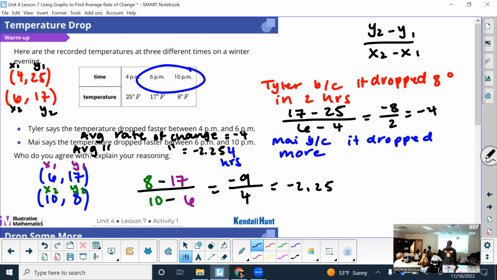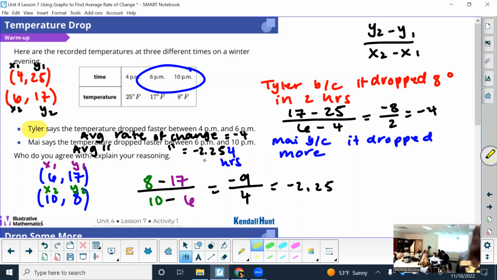So really, who was correct? Tyler or May? Tyler, because that one changed faster per hour compared to May. And really, I know technically the greater number is the negative 2.25, but the negative is just showing that it dropped by that much. The negative 4 per hour is still greater, if that makes sense. Questions?